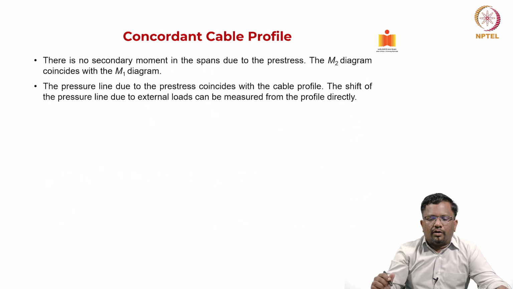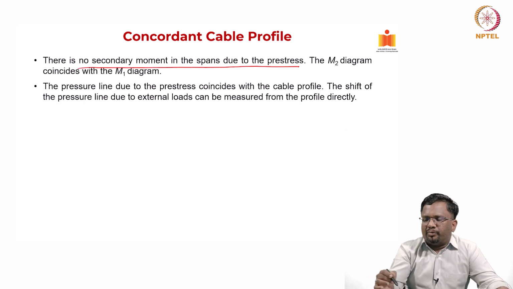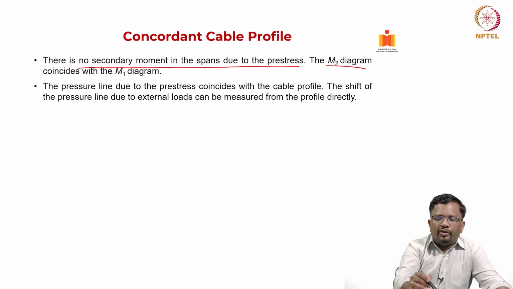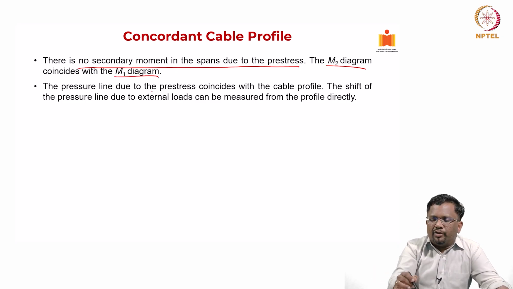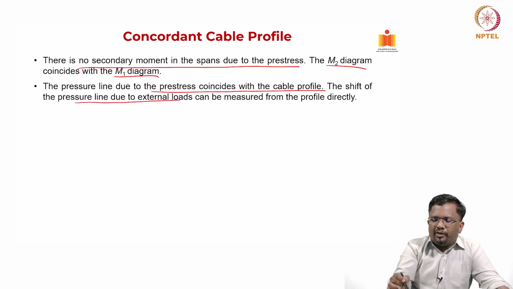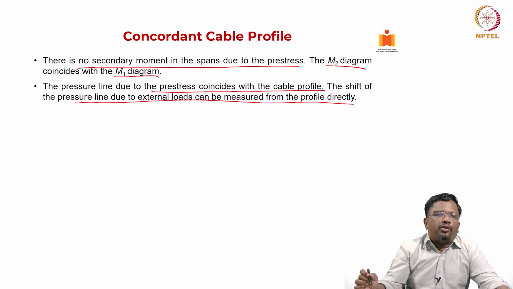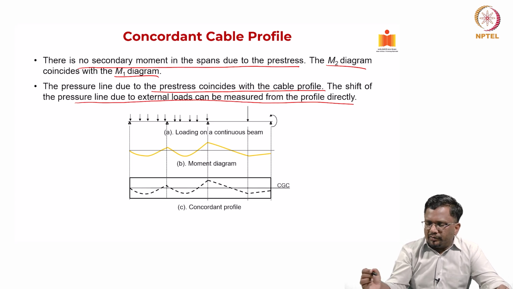Right. So, this is a concordant cable. So, there is no secondary moment in the spans due to pre-stress. The M2 diagram will coincide with the M1 diagram. Right. So, that is what we said. The pressure line due to the pre-stress coincides with the cable profile. The shift of the pressure line due to external loads can be measured from the profile directly. Okay. Or in other words, this is what you see here.